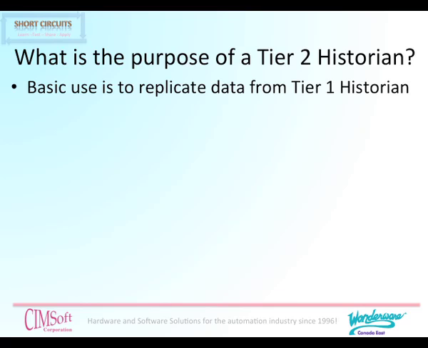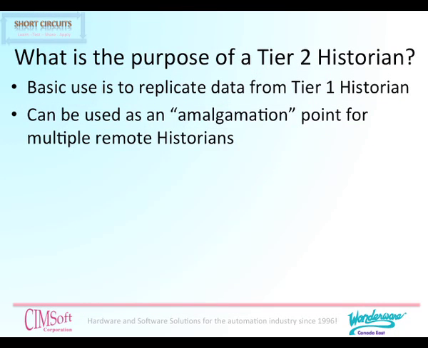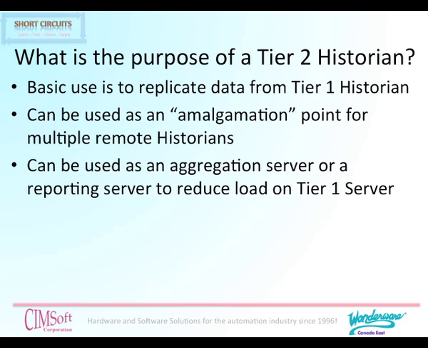The purpose of a Tier 2 historian is simple. The basic use is to replicate some or all data from a Tier 1 historian. It can be used as an amalgamation point for multiple remote historians, say in the example of a water facility that has 5 remote stations, each collecting their own data, and that data is being amalgamated up to a central station for reporting purposes. It's quite often used as an aggregation server or a reporting server in order to reduce the load on a Tier 1 server.